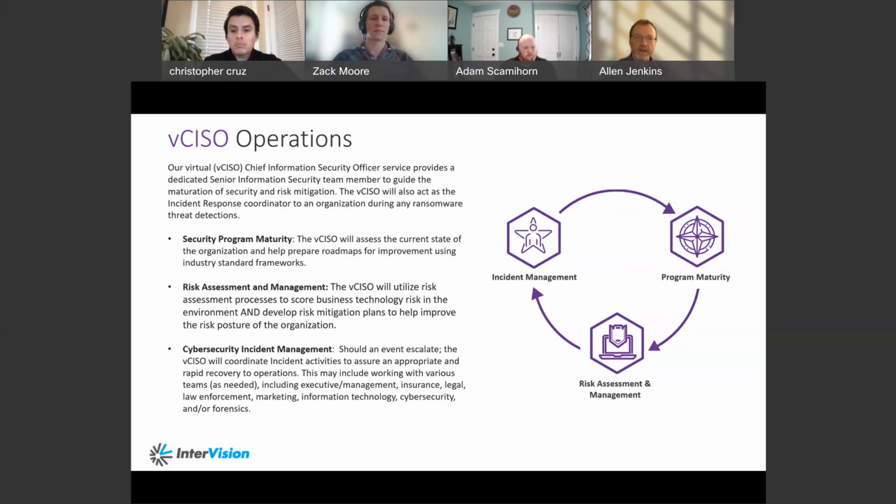And then finally, since the virtual CISO will be very well aware of all of the security operations and how they integrate with the organization, will be a key component should anything break through these layers and we have an incident to deal with. So if we do, then our virtual CISO will be a part of the triage team and lead that team in any sort of response and recovery operations that we have. I'll kick it back over to Zach.